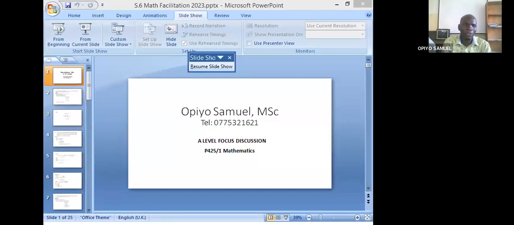So our first question is: we have been given that one of the roots of the equation x squared plus 6x minus 9 minus k equals 0 is 3 times the other. Find the roots and the value of k.